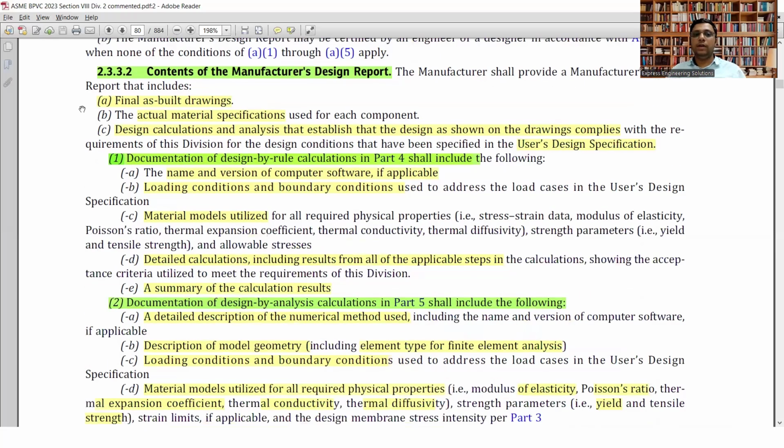So what are the things? Final as-built drawings. Whatever the final as-built drawings are, those need to be specified and be a part of this document. The actual material specification used for each component. For that, the actual material specification requirements need to be specified.